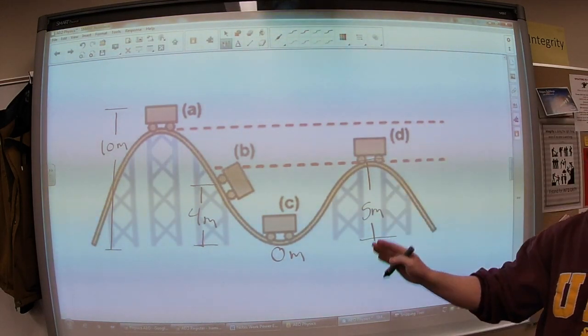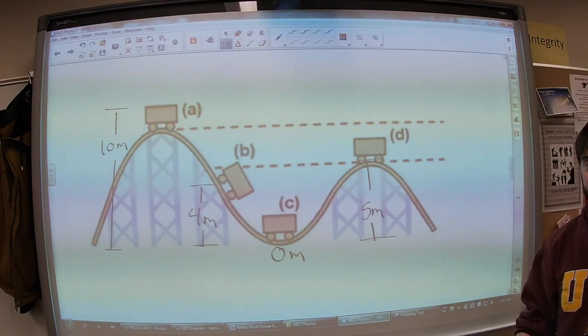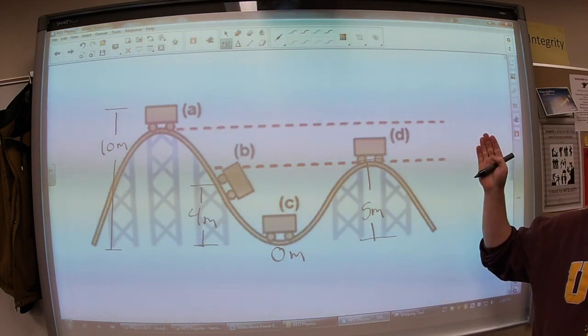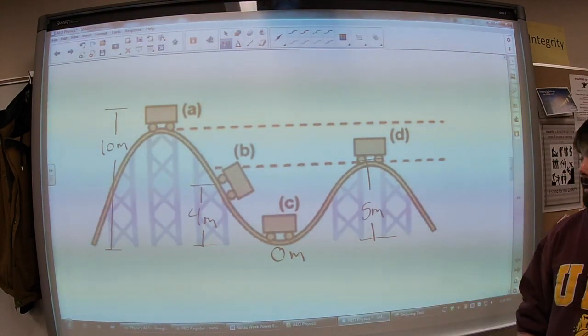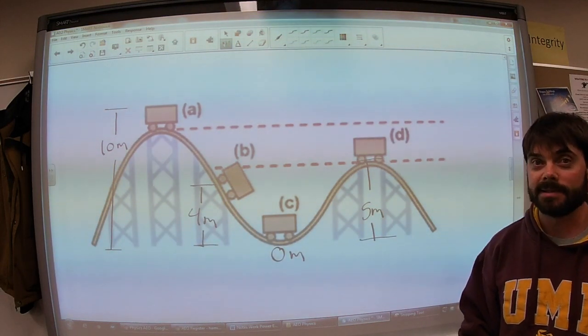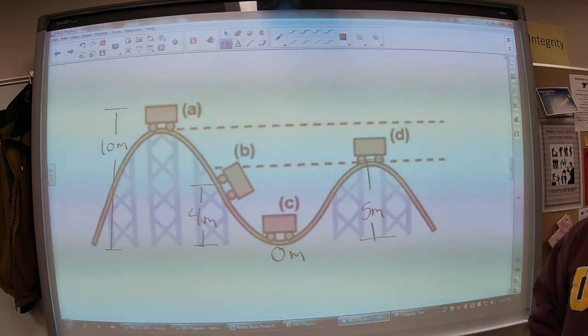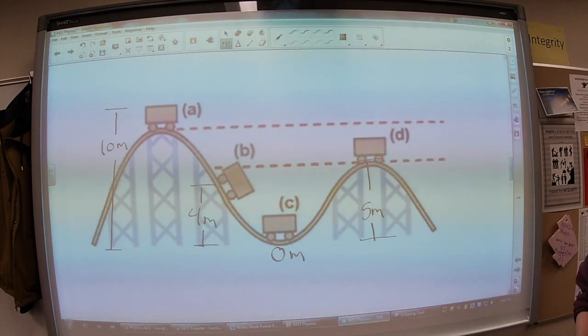Now they're going to ask for some different things about this. For position A, B, and C, they want us just to find the potential and the kinetic energy. For position D, they're going to just give us the height, and they're going to ask us to find the velocity. So here's a couple of things to understand.